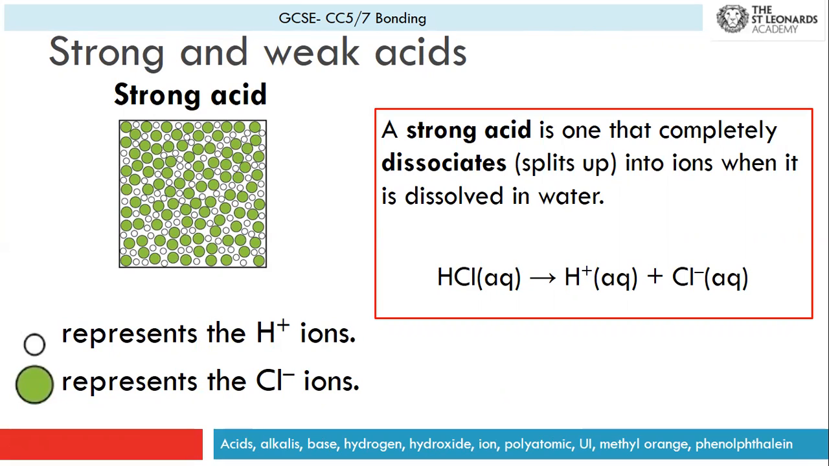All right, hopefully that all made sense to you. So a strong acid is one that completely dissociates or splits up into its separate ions when it is dissolved in water. So you've got hydrochloric acid, which is an aqueous solution. Okay, if you add that to water, it will dissociate into its component parts. So you'll get the positively charged hydrogen ions and negatively charged chloride ions. Obviously, they would both still be in aqueous solution. Once again, guys, it's in a red box, so please make a note of it.